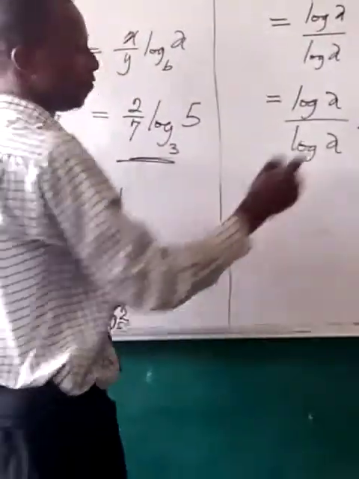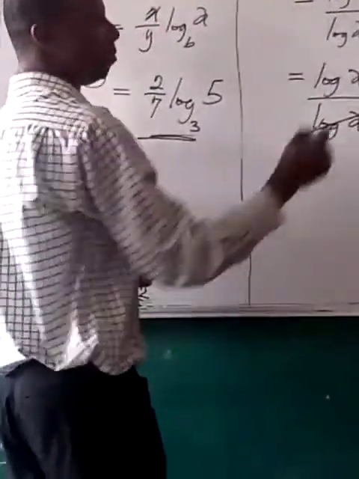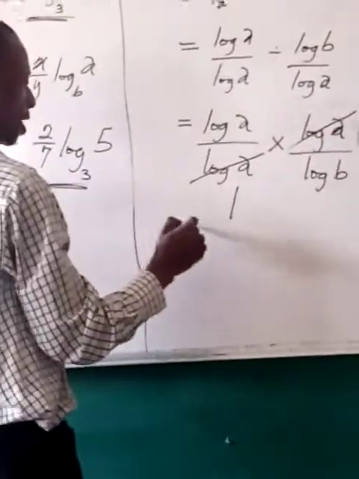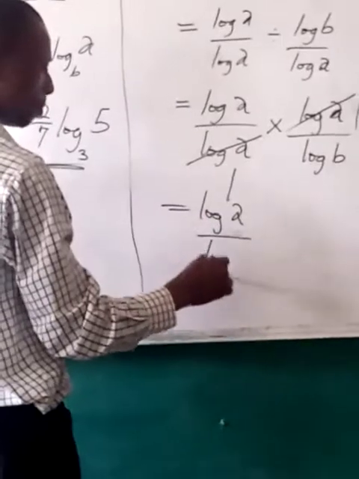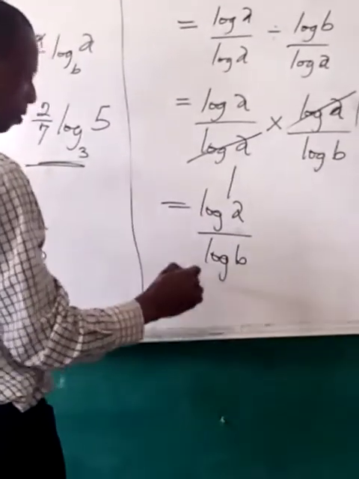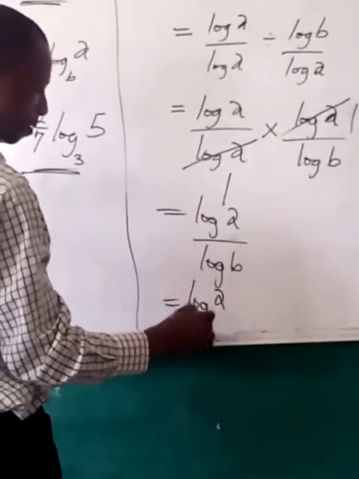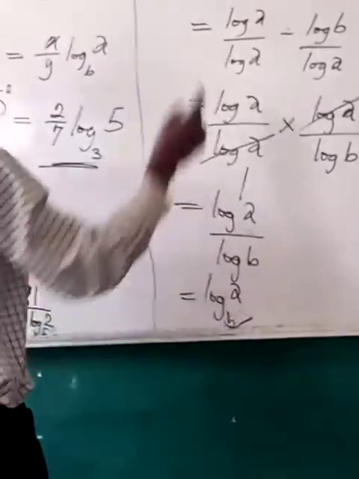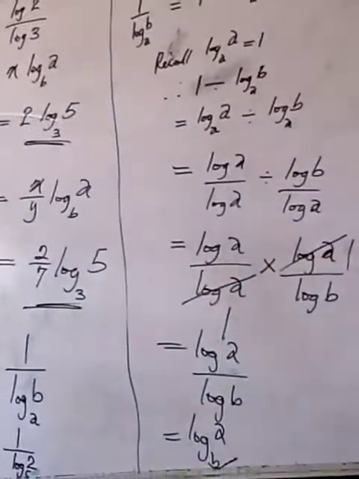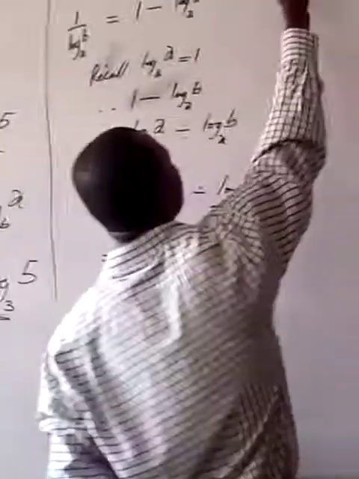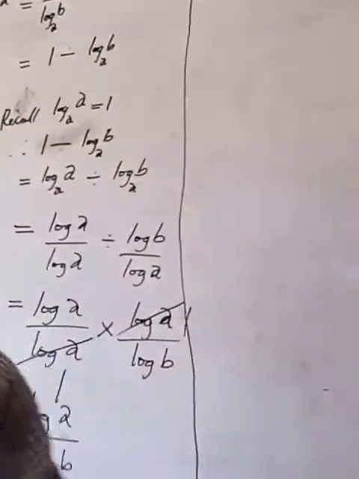And from here, we can cancel this out, it becomes 1. And that will be what? Log A over log B. And finally, it becomes log A base B. We have returned to where we started. That proves that it is correct as regards that.